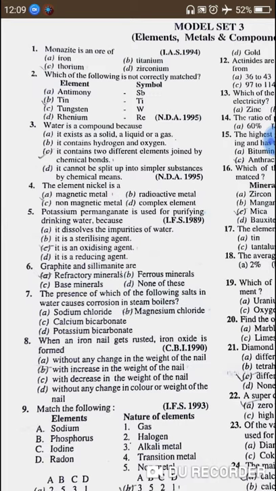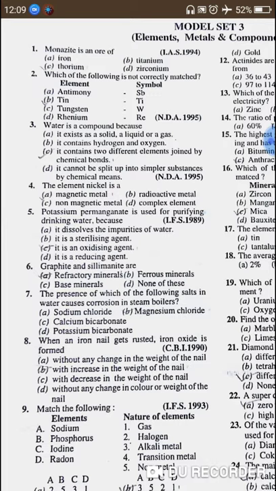The presence of which of the following salts in water causes corrosion in steam boilers? And our answer is magnesium chloride. The presence of magnesium chloride in water causes corrosion in steam boilers. Next question. When an iron nail gets rusted, iron oxide is formed. And here the increase of the weight of the nail occurs because there is an outer layer in case of an iron nail when it gets iron oxide. So definitely there is an increase in the weight of the nail.